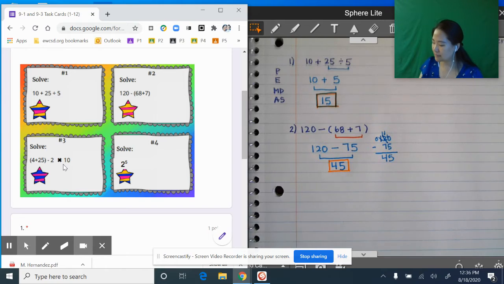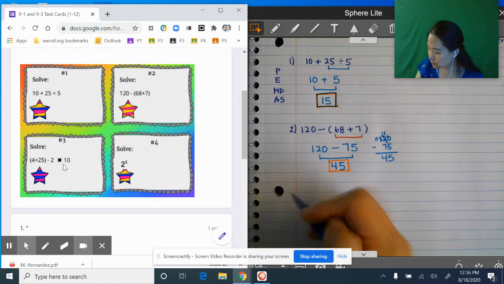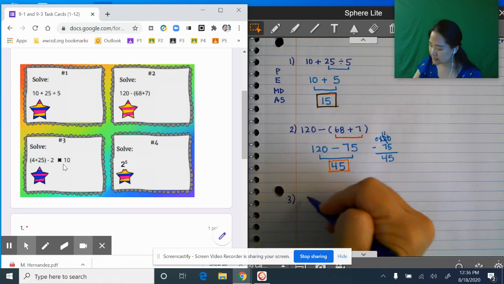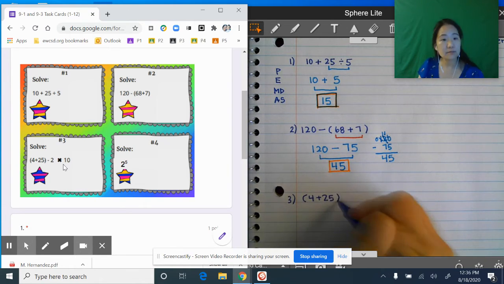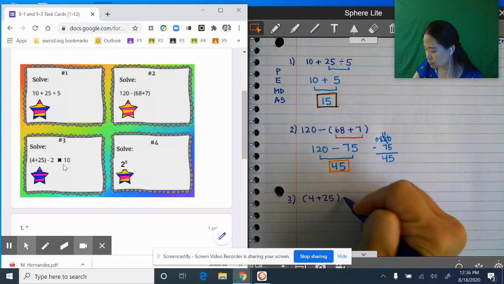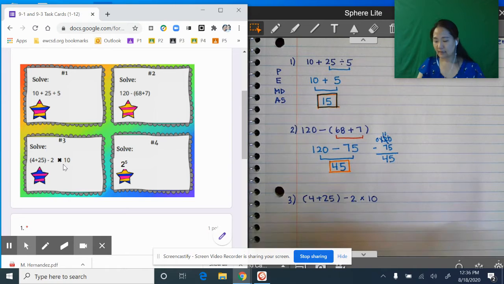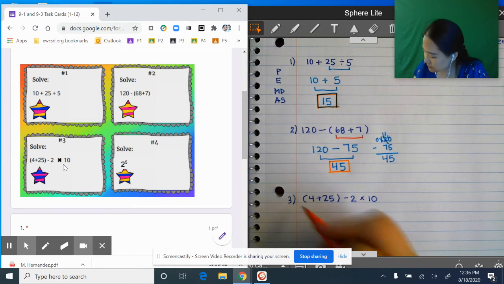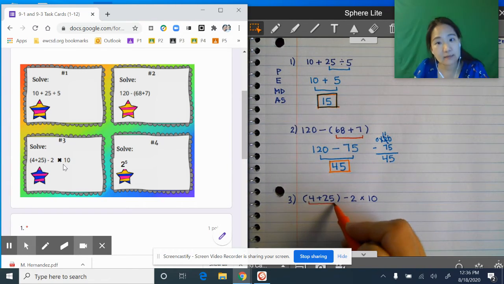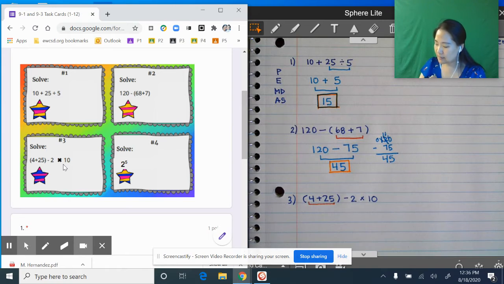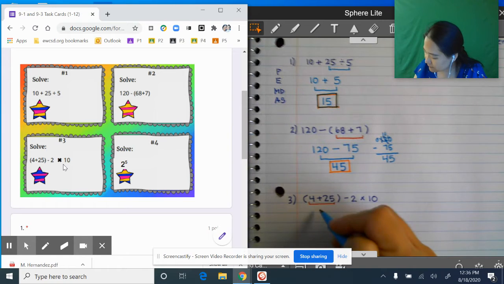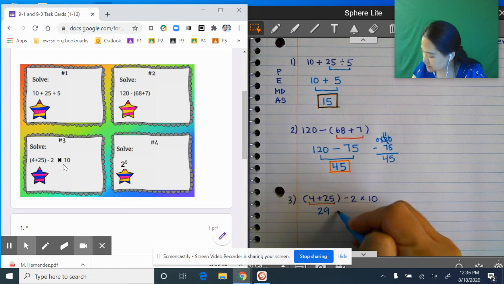Okay, so again, I'm going to skip a line or 2. Here's number 3. Parentheses 4 plus 25, close the parentheses, minus 2 times 10. First thing I need to do is the parentheses. Okay. 4 plus 25 is 29. I'm going to copy everything else down.